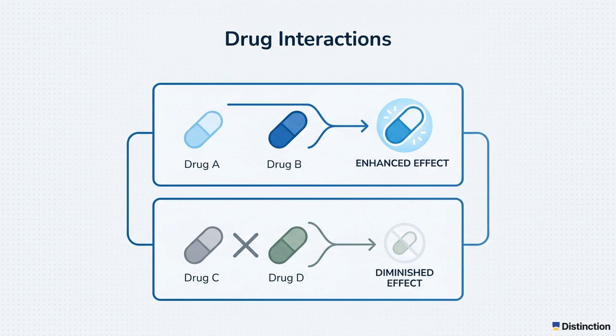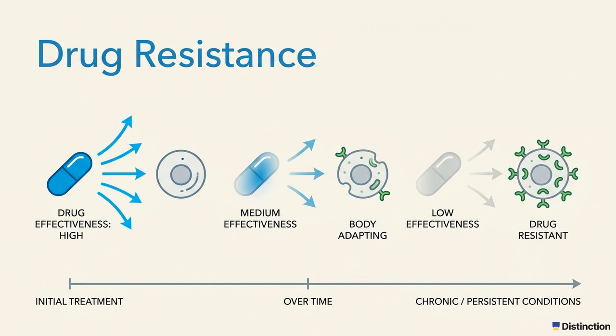Drug interactions can also play a crucial role. When two or more drugs are taken together, they can interact in ways that either enhance or diminish their effects. Understanding these interactions is vital for safe and effective drug use. Finally, let's talk about drug resistance. Over time, some drugs may become less effective as the body adapts to their presence. This is particularly relevant in the treatment of chronic conditions and infections.